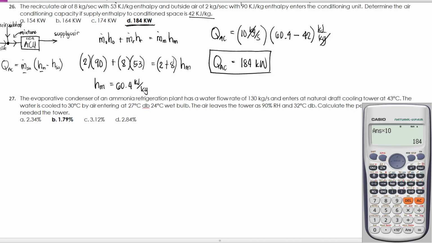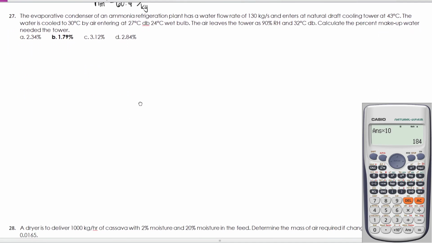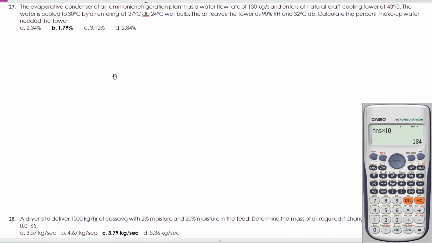Alright, so ganun lang ulit para dito ay refrigerating capacity. Next tayo, dito naman kay problem number 27. Ayan, medyo mahaba-haba uli ang ating space dito since medyo mahaba-haba yung ating discussion for this problem. Alright, ayan.